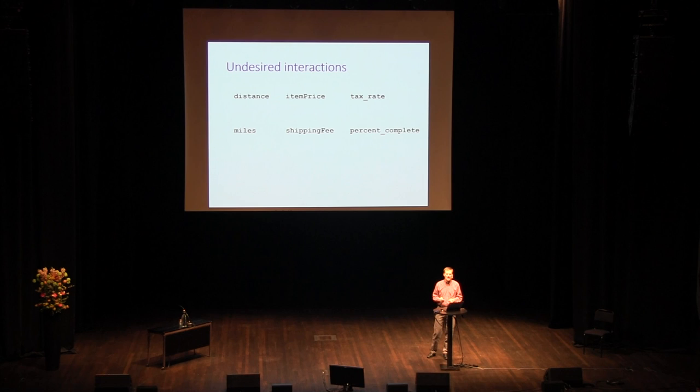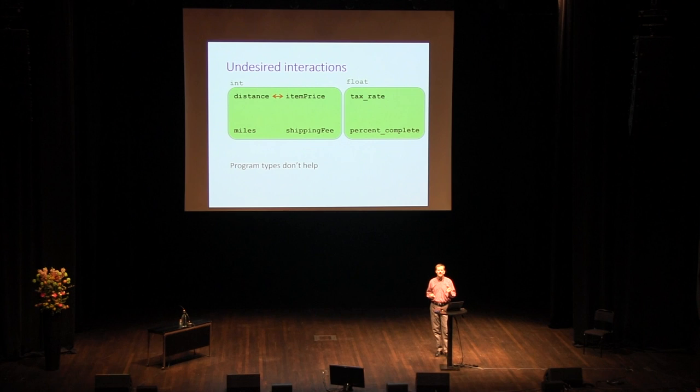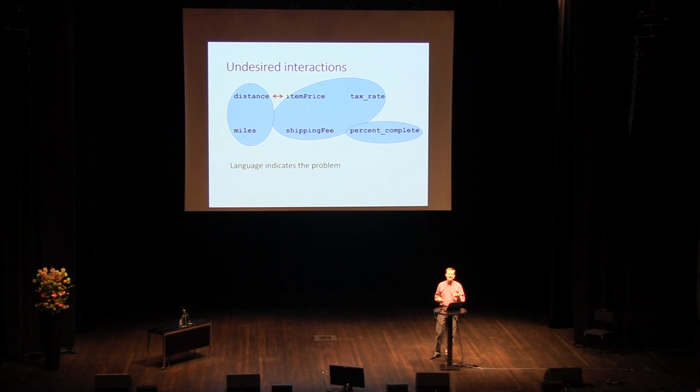Let me give you another visualization of this. So here's a bunch of variables. Here's a bad interaction that we don't want to happen. And if we just look at the program types, they don't help us because that interaction is within one of these clusters. But if I cluster it based on the meaning, based on my ability to read the English words in these variable names, then I get a different set of clusters. And now I see the interactions actually across clusters. And that's a problem.